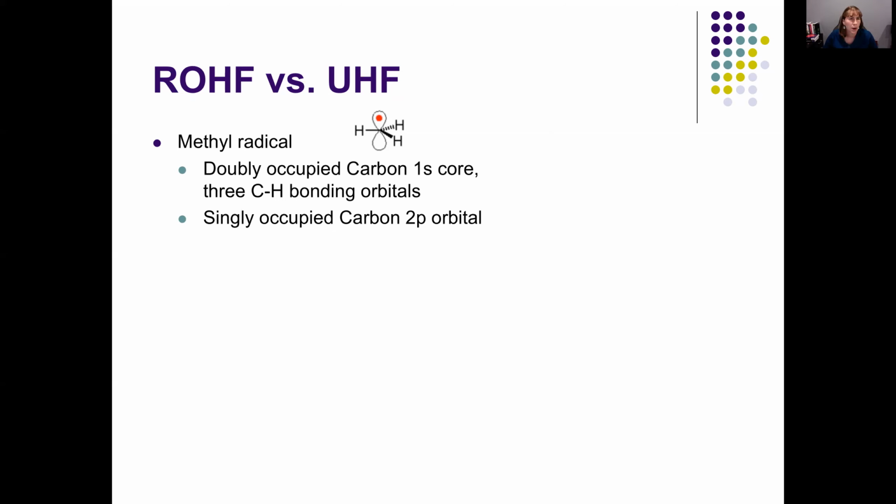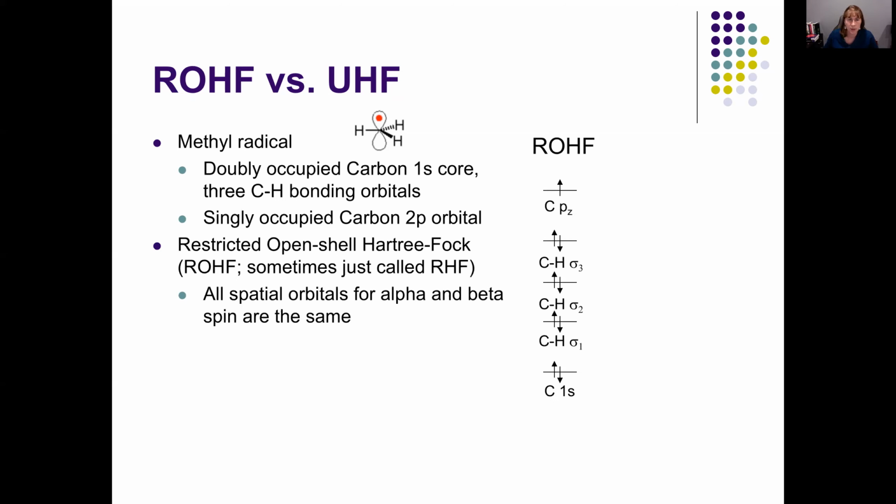So let's think about how ROHF would represent this. In a restricted open shell Hartree-Fock, all spatial orbitals for the alpha and beta will be exactly the same. So it's the typical picture that we would have thought of from freshman chemistry. We'd have our carbon 1s, which is doubly occupied. We'll have the different bonding orbitals for the CHs. Those are all occupied. And then we'll have this singly occupied carbon PZ.